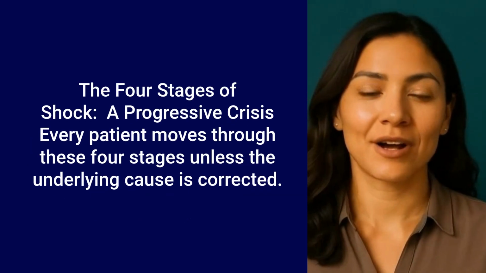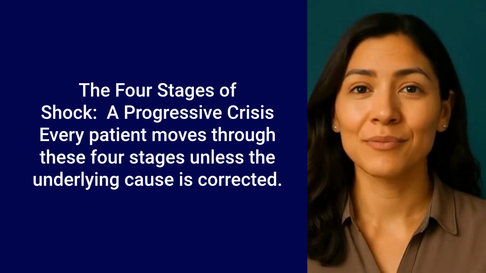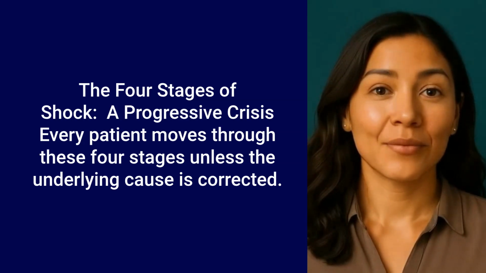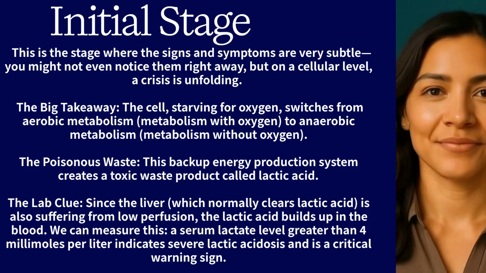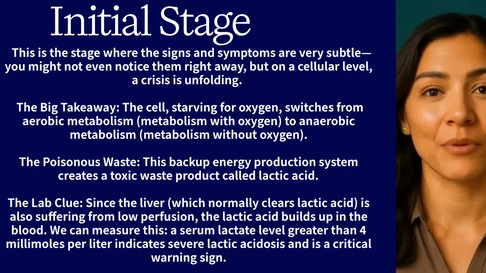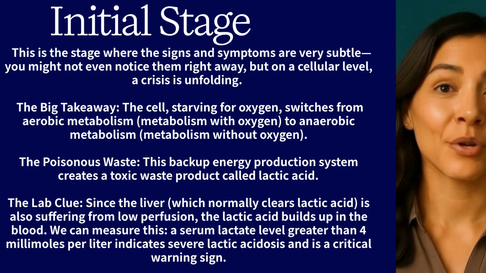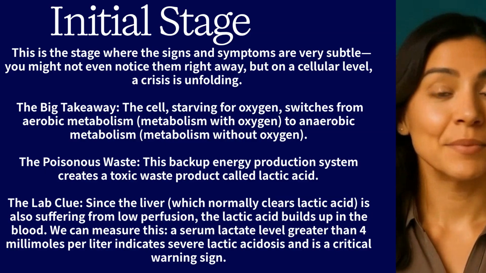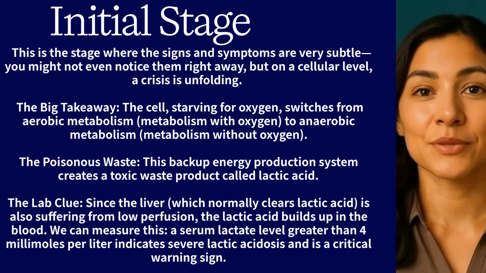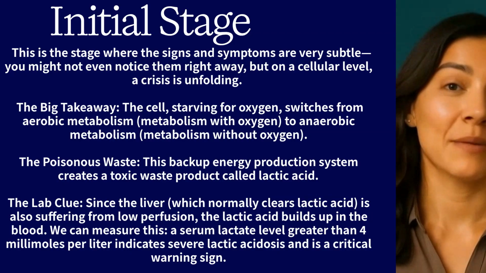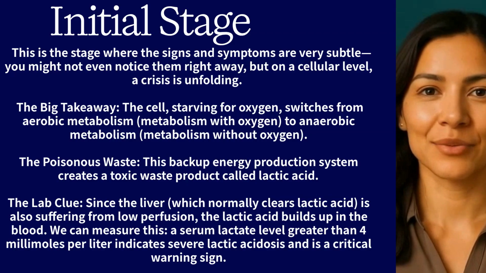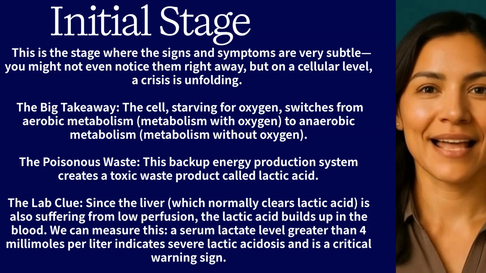The 4 stages of shock, a progressive crisis. Every patient moves through these 4 stages unless the underlying cause is corrected. 1. The initial stage, the cellular switch. This is the stage where the signs and symptoms are very subtle. You might not even notice them right away, but on a cellular level, a crisis is unfolding. The big takeaway: the cell, starving for oxygen, switches from aerobic metabolism, metabolism with oxygen, to anaerobic metabolism, metabolism without oxygen. The poisonous waste: this backup energy production system creates a toxic waste product called lactic acid.